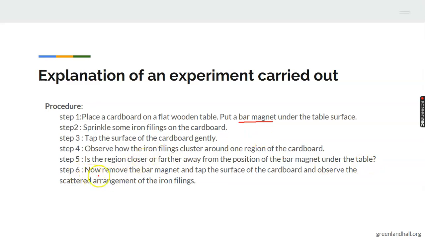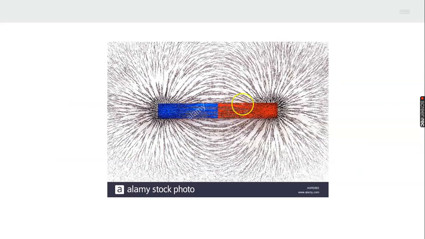So the sixth step says now remove the bar magnet and tap the surface of the cardboard and observe the scattered arrangement of the iron filings. So in a nutshell, what you do here is that when you put the bar magnet underneath the table and you sprinkle iron filings on the cardboard, you tap it, you feel this magnetic attraction between the iron filings and the magnet. Even though the magnet is far away from where the iron filings are, that means within that environment there is a magnetic force field. That's the neighborhood.